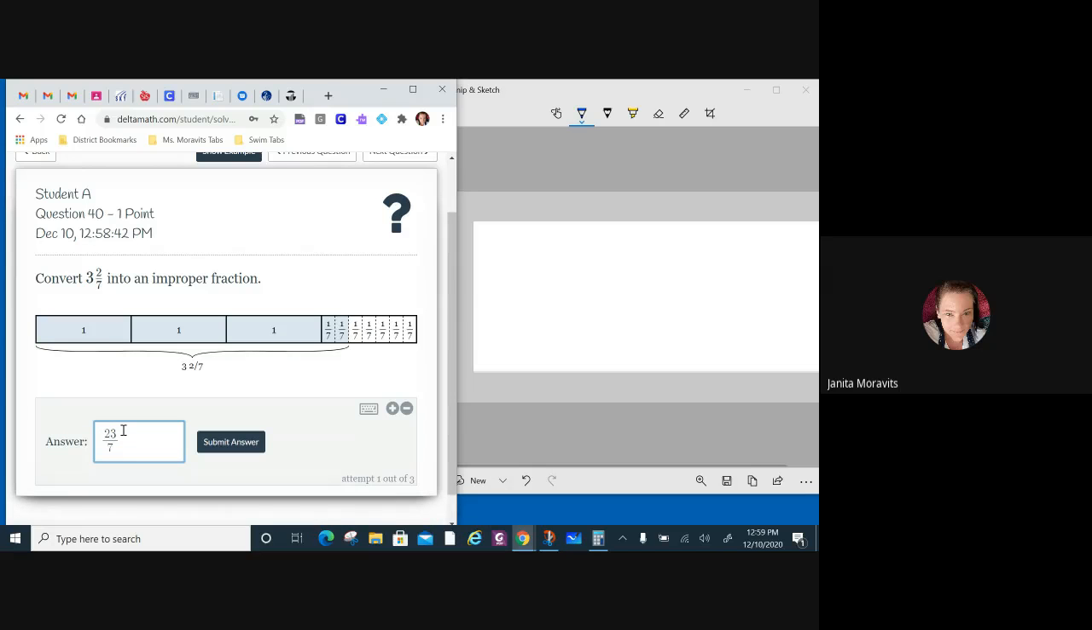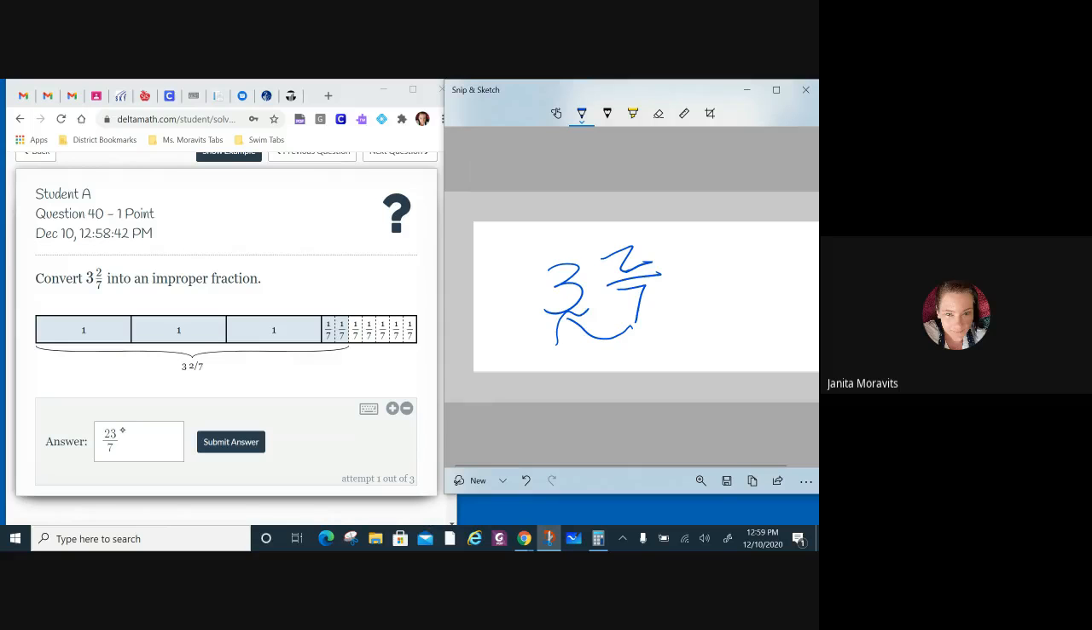Now, an easy way to do this, we have 3 2/7. An easy way to do this, to visually see it, you multiply here, and then you add here. 7 times 3 is 21, plus 2 is 23, and all of that was over 7. So let's check and make sure our answer is correct.